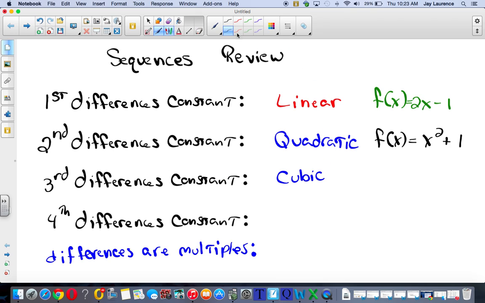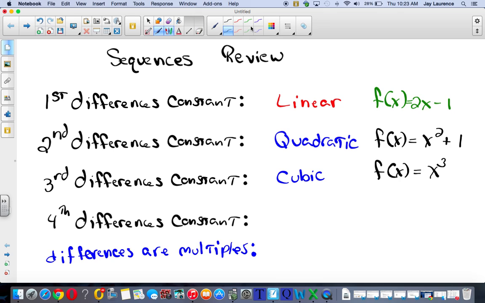Who will tell us an example of a cubic function? f of x equals x cubed. Yeah, that is a cubic function. Absolutely. You don't have to have anything added or subtracted to it. That is a good example.